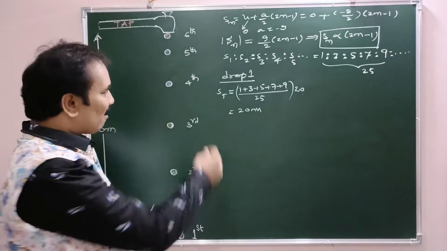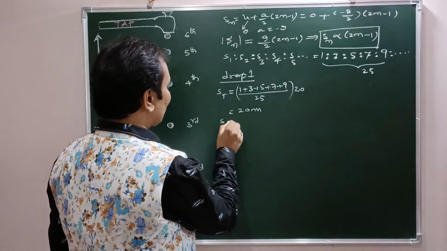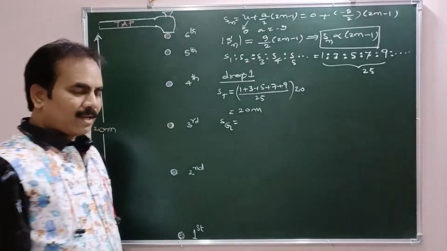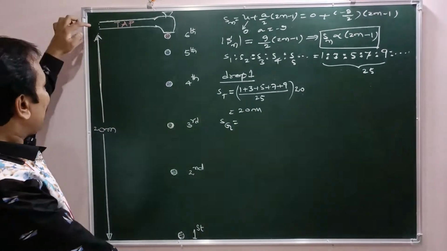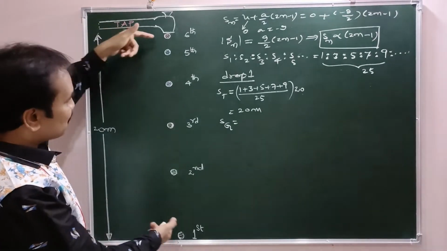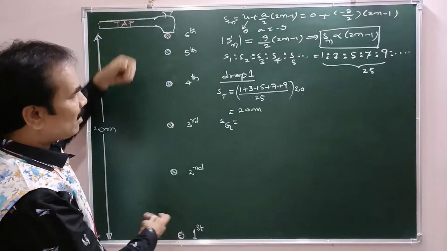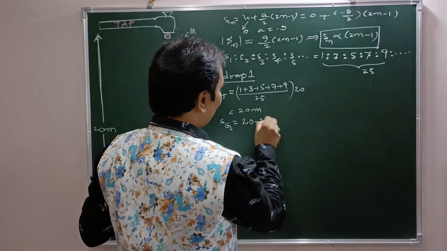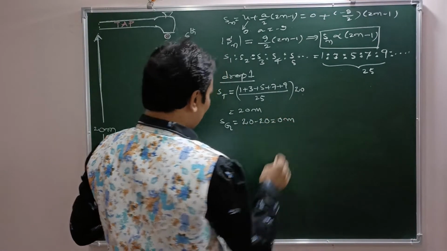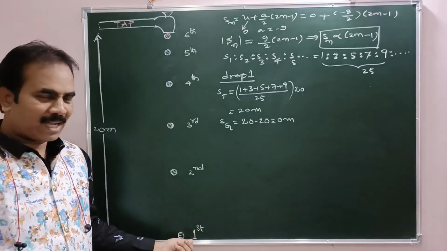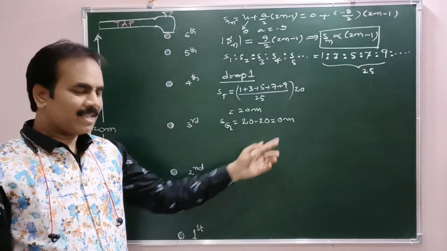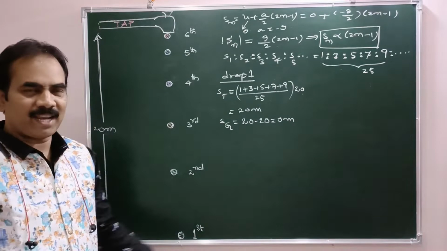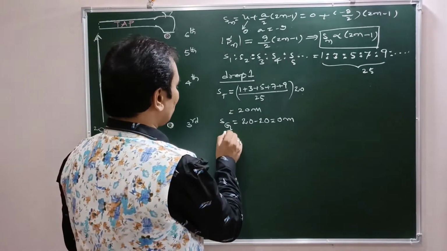Now the distance from the ground, HG, means the height of the tap minus the distance covered, that is 20 minus 20 equals 0 meters. So the height of the drop from the ground is 0, meaning it just strikes the ground.